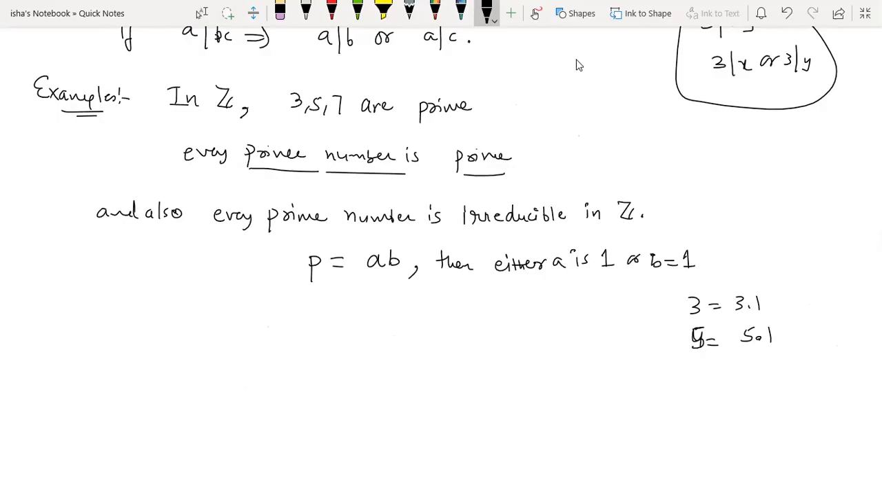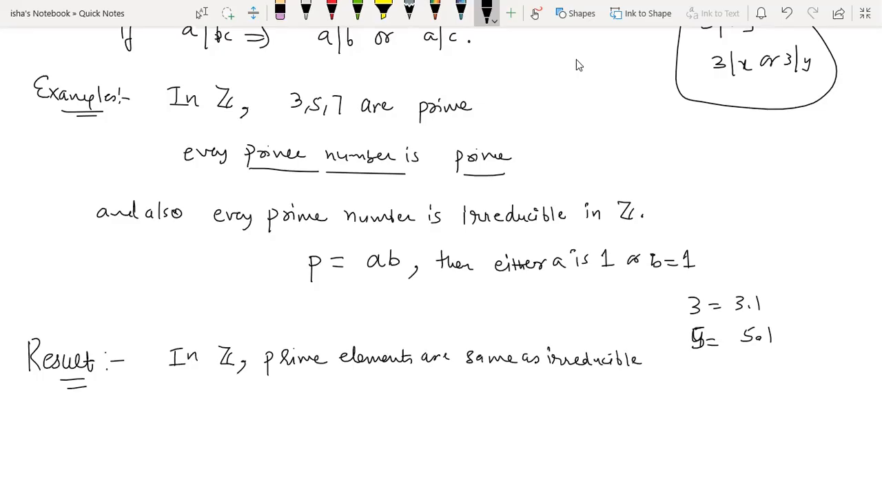Is there anyone who is not clear with this? I'll come to more examples, but this is the simplest possible example. One more remark we can draw from this example: in the ring of integers, the prime elements are the same as irreducible elements, right?